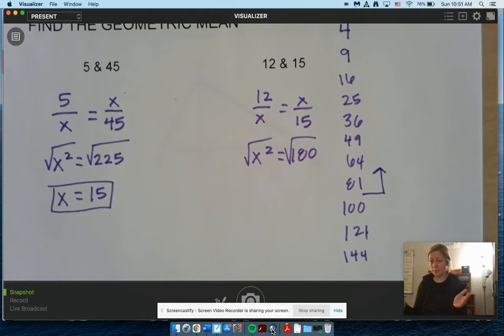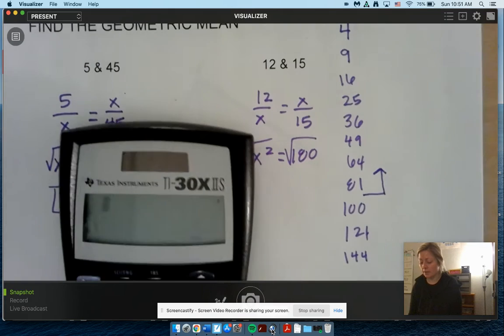And some of you are going to be able to tell because you have really good number sense what number goes in there. And some of us are going to have to use our calculator. It doesn't matter. You do whatever works for you. I'm a big fan of calculators.